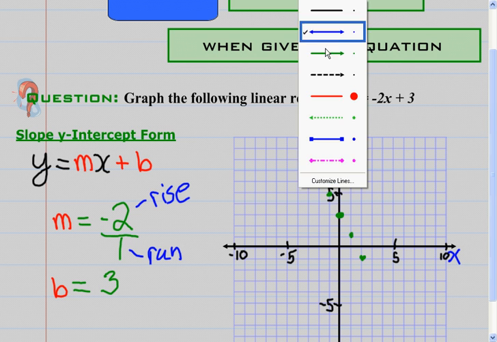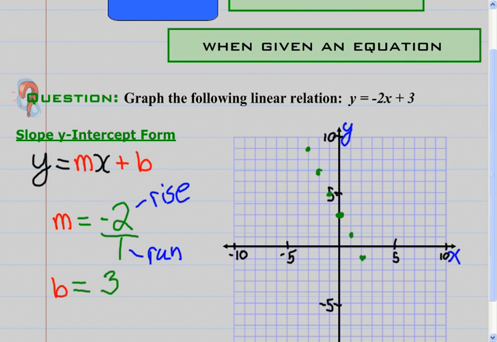What we're going to do now is take our ruler out, and we're going to graph our line. Draw a line right through all the points we just graphed. Now make sure that your line extends beyond the points that you've plotted, because we just picked some points to give us a general trend of the linear relation. And make sure that you have arrows on both ends of your line.